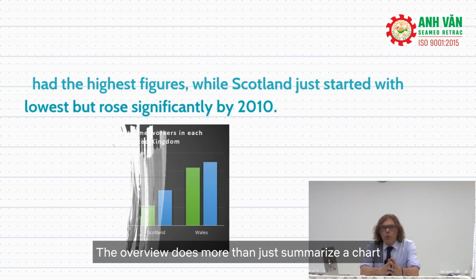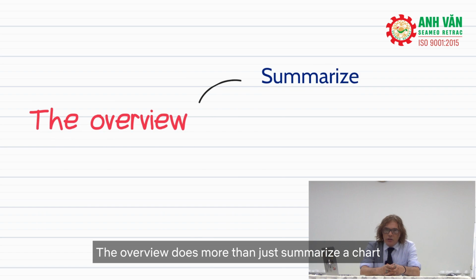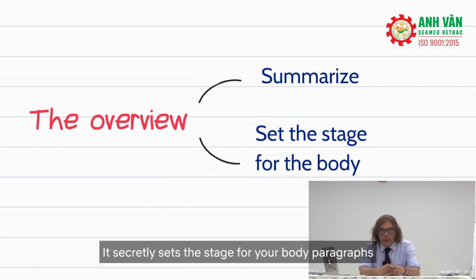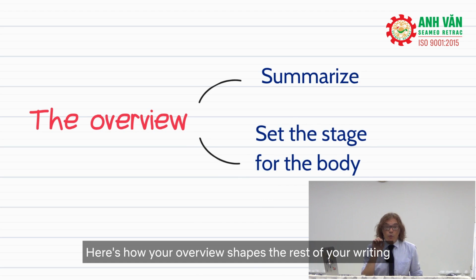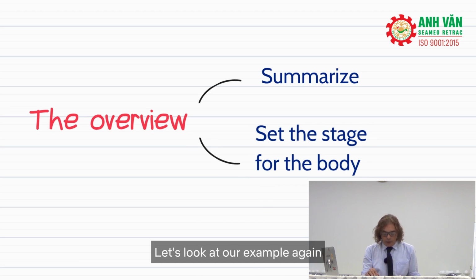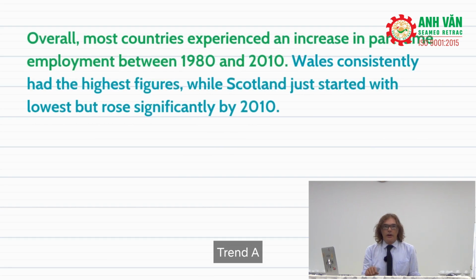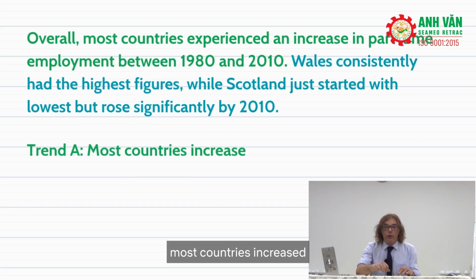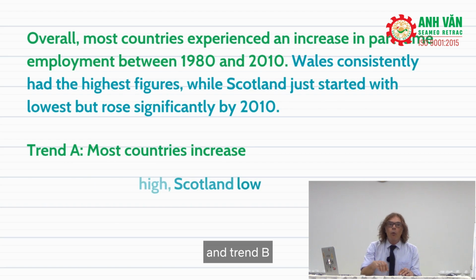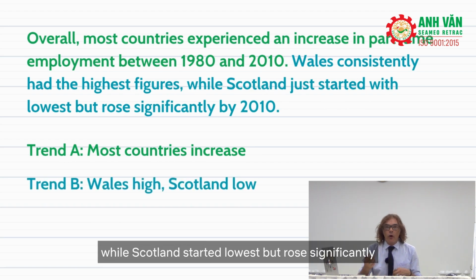The overview does more than just summarize the chart. It secretly sets the stage for your body paragraphs. Here's how your overview shapes the rest of your writing. Let's look at our example again. In the overview, we identified 2 major trends. Trend A, most countries increased, and trend B, Wales had the highest figure, while Scotland started lowest but rose significantly.